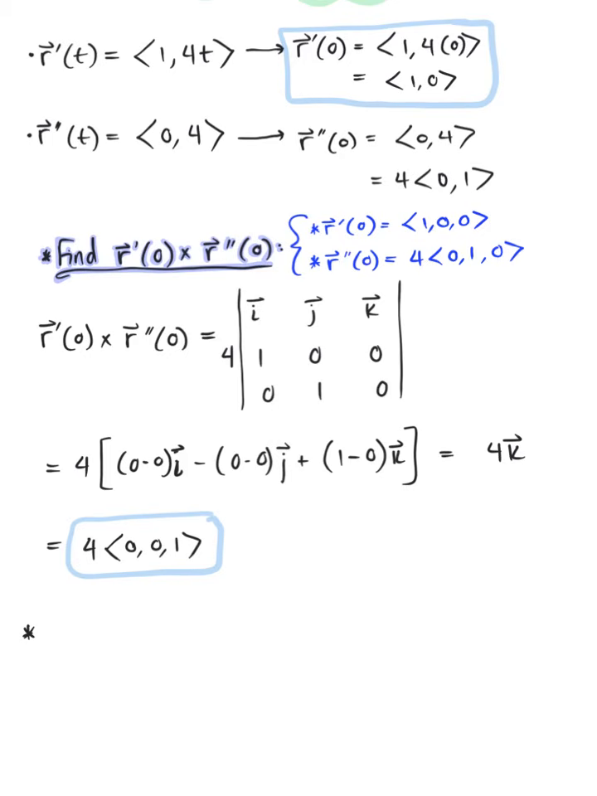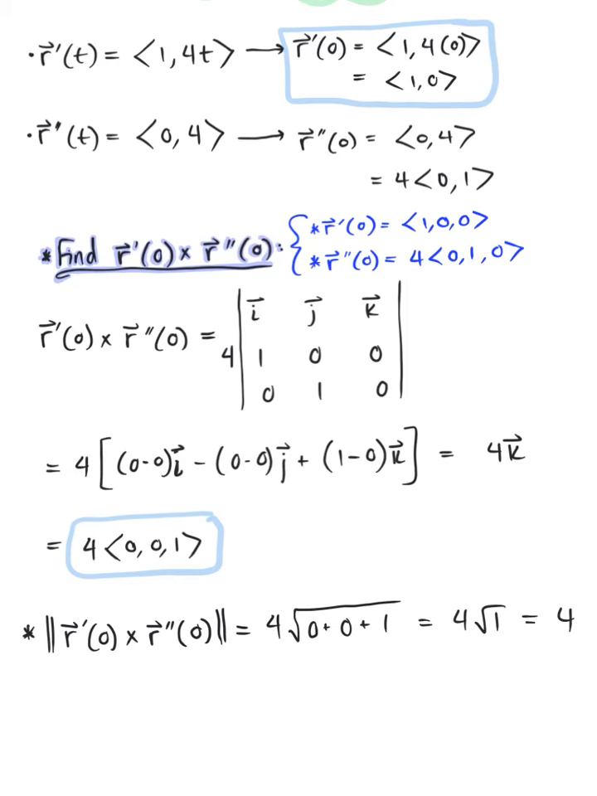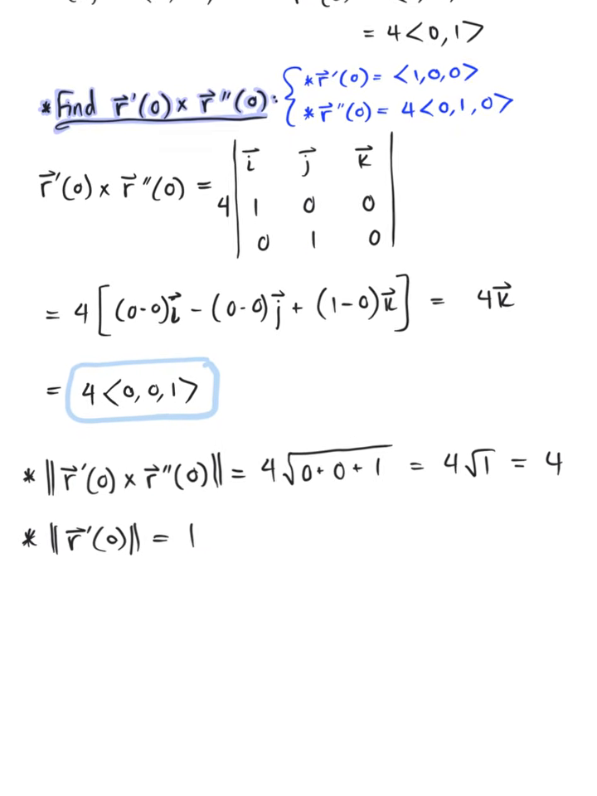We'll do the cross product first. The length of the cross product of the velocity vector at t equals 0 with the acceleration vector at t equals 0 is going to be 4 times the distance formula, the square root of 0 squared plus 0 squared plus 1 squared, which leaves us with 4 times the square root of 1, which is just 4. And we already know the length of our tangent vector at t equals 0, because it's a unit vector. So we have everything we need, and we're ready to find the curvature at t equals 0.